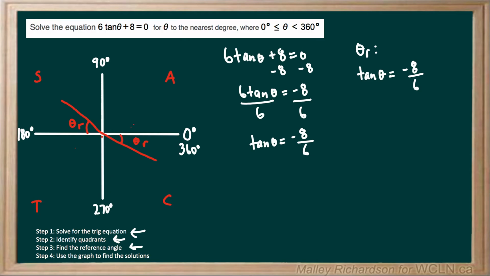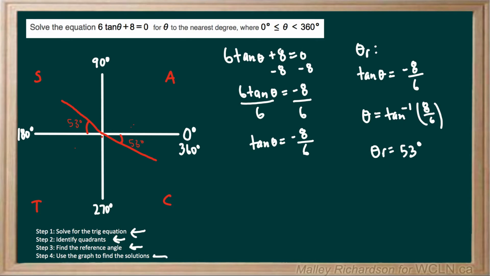Because we're not using exact values, we need to use a calculator to solve for theta. So to find theta, we take the inverse of tan of our positive ratio, 8 over 6. Now plugging this value into our calculator, we get an answer of 53 degrees rounded to the nearest degree. So let's replace this in our picture. Instead of our reference angles, we found that they have a value of 53 degrees.